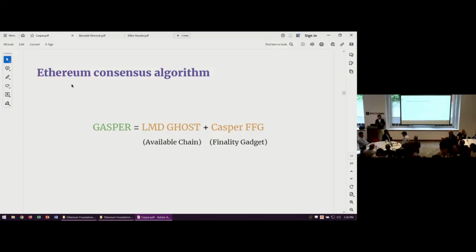And so LMD Ghost stands for, hear me out, latest message-driven, greediest heaviest observable subtree. It sounds a whole lot more complicated than it is. And Casper FFG is the friendly finality gadget. It's a friendly ghost. Mathematically, it's removing the Markov property of the chain.